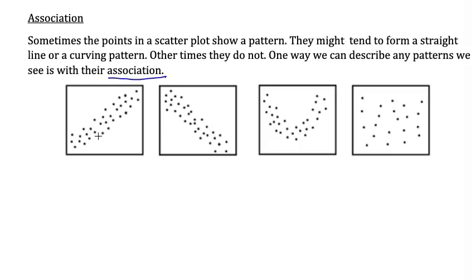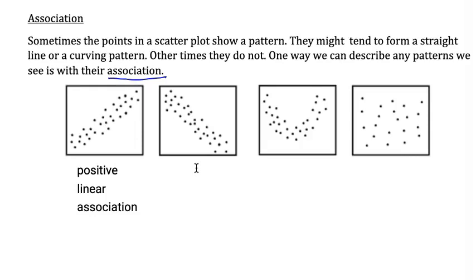In this first scatter plot, the points are generally in a line, and they're going up from left to right. So this is a positive linear association. In the second scatter plot, the points are also more or less in a line, but they're going down from left to right. So this is a negative linear association.